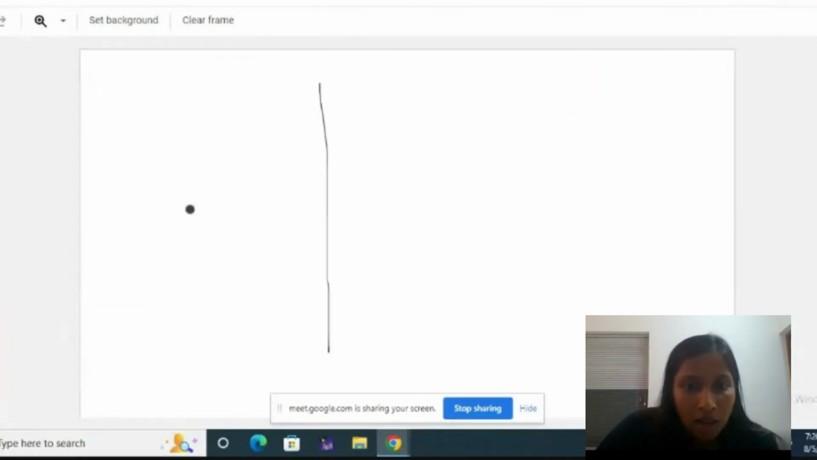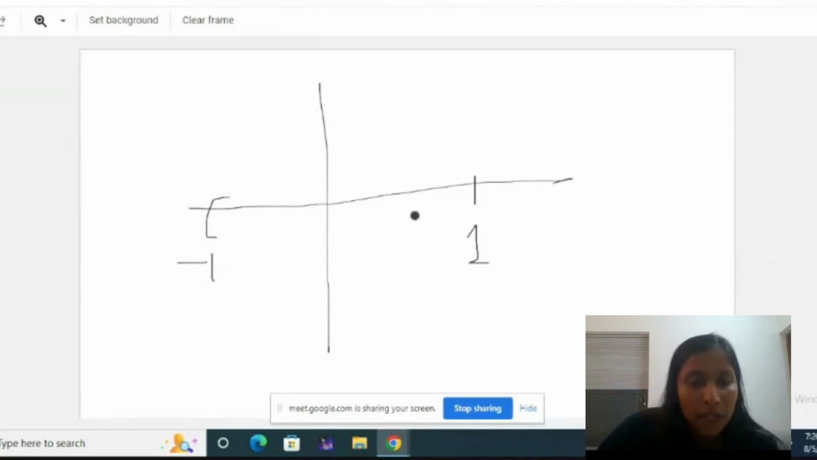So our function is like this. This is -1, this is 1. If x is greater than or equal to 0, the function value will be -1. So from this point to this point, the function value is -1. At 0, its value is -1. At negative values, its function value is 1. So here there is a hole. This is our function.